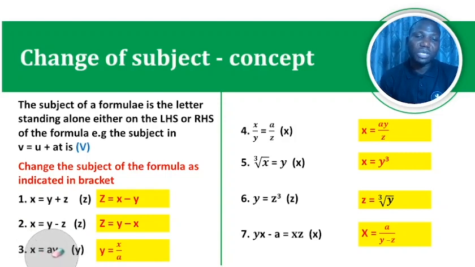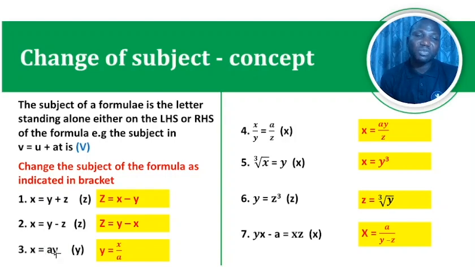x is equal to a times y. Now here, this talks about a situation where your subject is multiplying another variable. So the intended subject here is y, and the y is multiplied to a. So what is the inverse operation of multiplication? Very good. The inverse operation of multiplication is division.